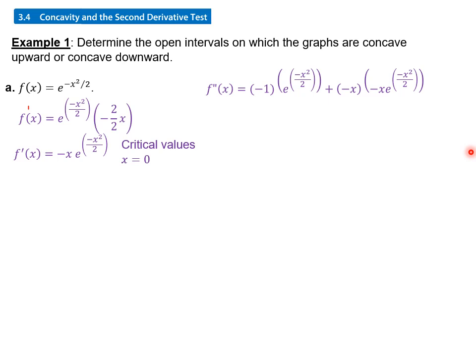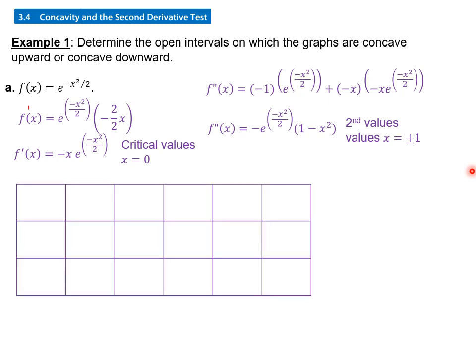Second derivative, we take the product rule. So derivative of negative x is negative 1 times the second plus negative x times derivative of this, which we have right here. So I'm working smarter, not harder here. They both have an e to the negative x squared over 2. I'm going to pull that out. I actually pulled out a negative, and then that leaves a positive 1 here, and that's still going to be minus x squared because we pulled out one of those negatives. Critical values there are going to be plus or minus 1, and so we just need to test.